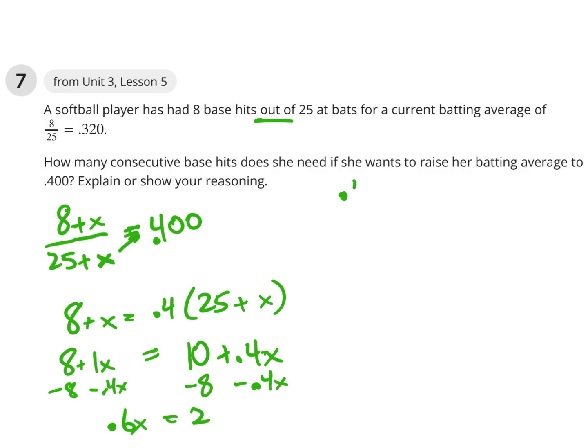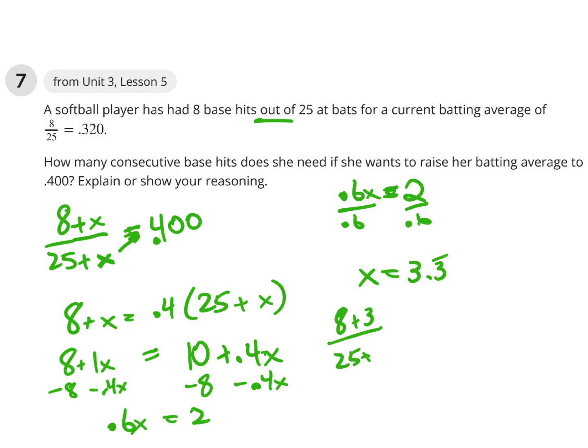So when you have 0.6x equal to 2, we have to divide by 0.6, leaving us with x equals 3.3 repeating. When you see a bunch of 3s, that means that number is repeating. Let's stick this number back in and see what we get. 8 plus 3 over 25 plus 3 gets us to 11 divided by 28, which is .393, which is not .400.